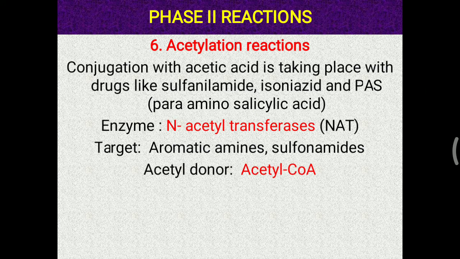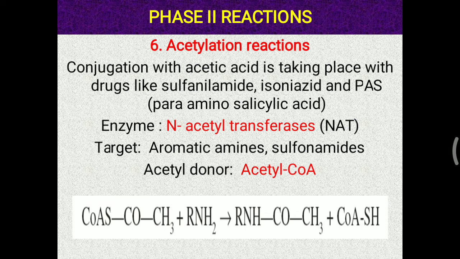The acetyl donor is simple and most common, acetyl-CoA, the most common unit of fat, which you can also remember as a 2 carbon unit, acetic acid. From that, acetyl-CoA is generated, and that is the acetyl donor.